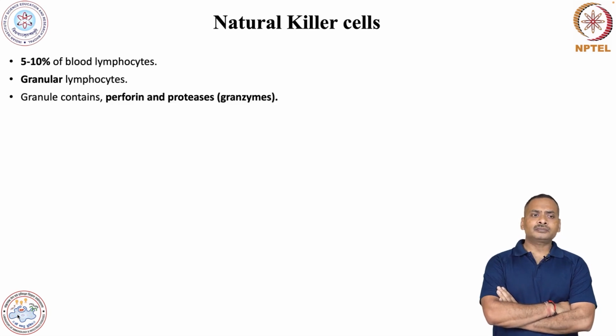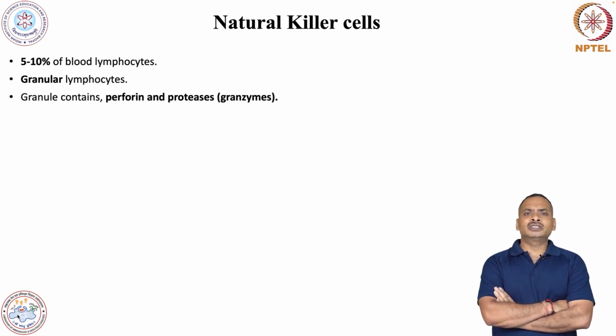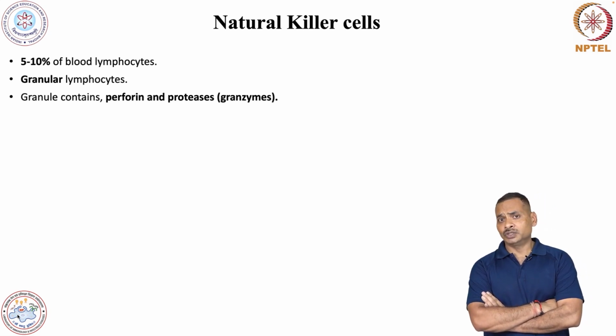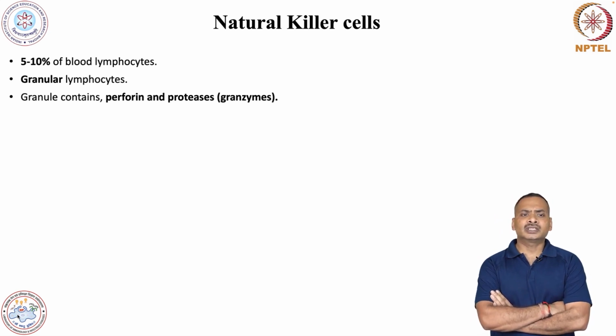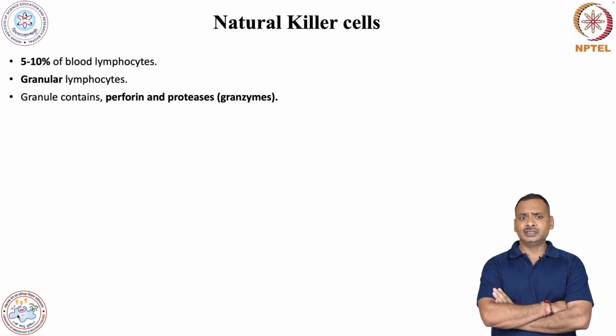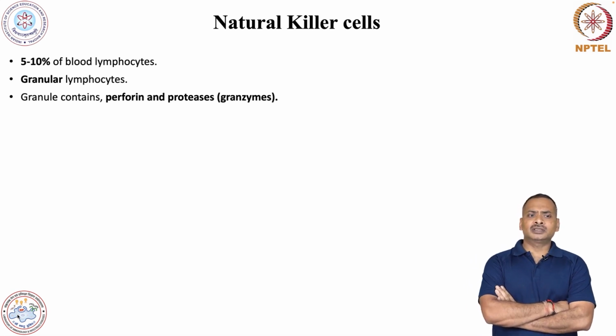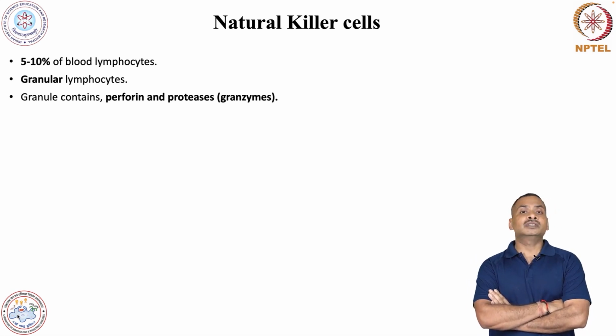So, these granules basically contain two very important sets of molecules. One is perforin, and the other contains various kinds of proteases, which we also call granzymes. And this perforin and granzyme are very much essential in order to kill the target cells.